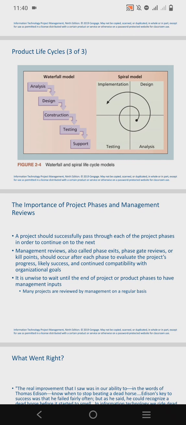The management inputs are needed at every phase of a project. So many projects are reviewed by the management on a regular basis.